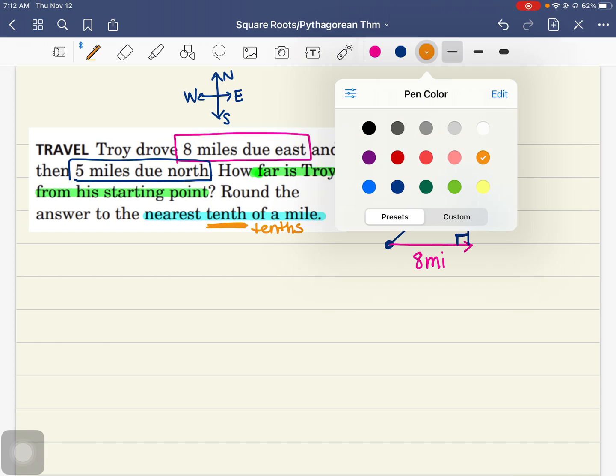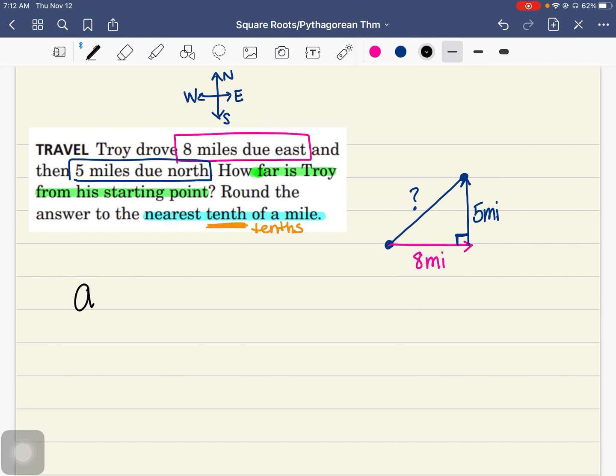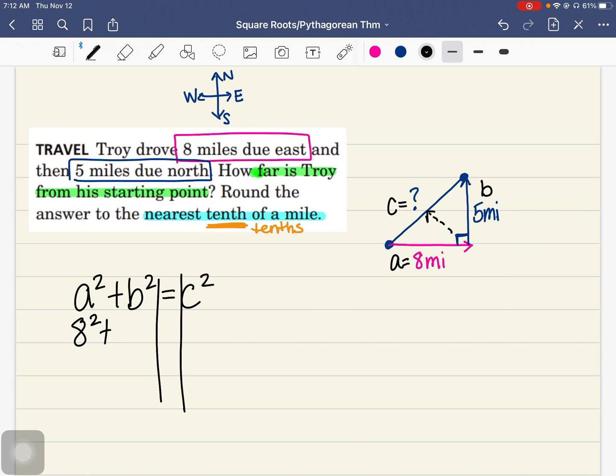All right, well, we start by writing the Pythagorean theorem. A squared plus b squared equals c squared. Oh, we need to label our sides. This, oh, is pointing to c. Oh, c is what we don't know. All right, I'm going to call this bottom one a and this side one b. All right, so a squared is going to be 8 squared plus b squared is 5 squared is equal to c squared. Where did I get those from? Those came from here. There's a and there's b, and c is what we don't know.